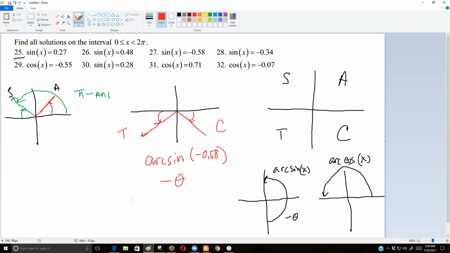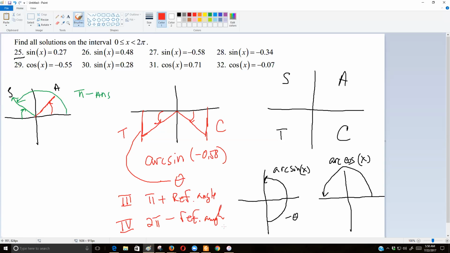So if I need my quadrant three answer, remember, this is my reference angle. That reference angle is right there, and I'm just going to treat it as a positive number. So my answer in quadrant three is going to be pi plus whatever that reference angle is. Remember, reference angles are always just positive. We just treat them as positive. And my answer in quadrant four will be 2 pi minus my reference angle. Okay, so that's what you do when you're dealing with a trig function with sine equal to a negative number.